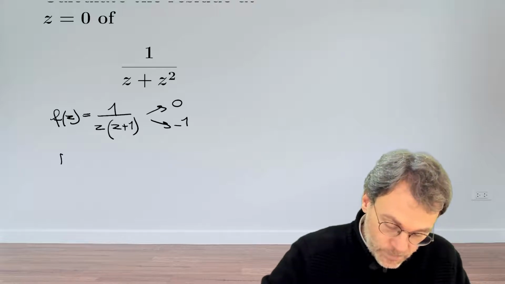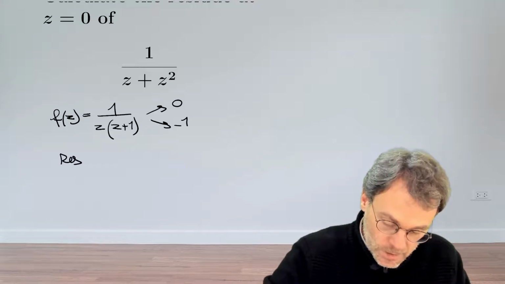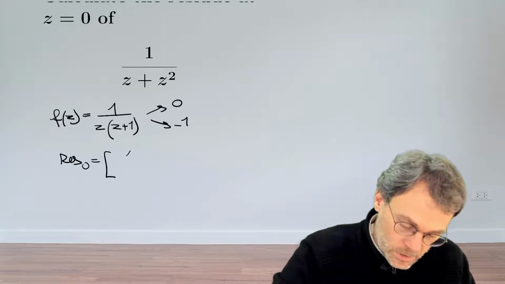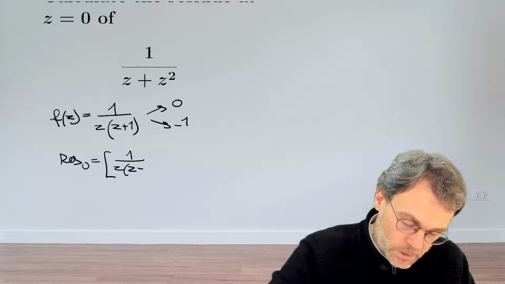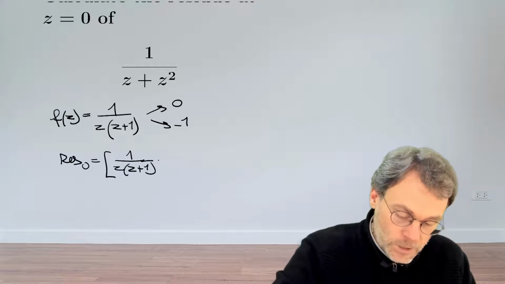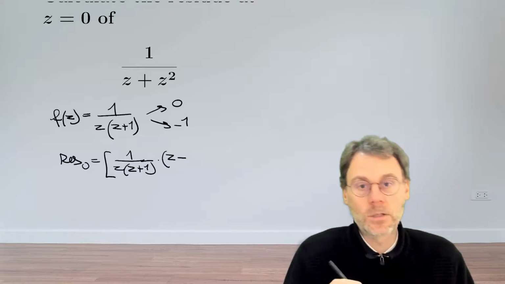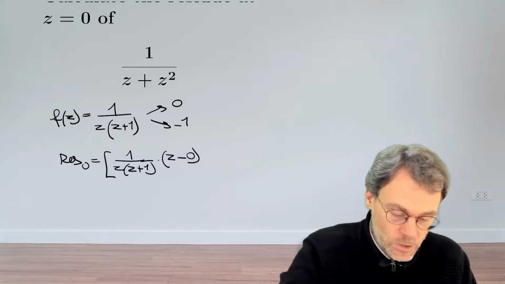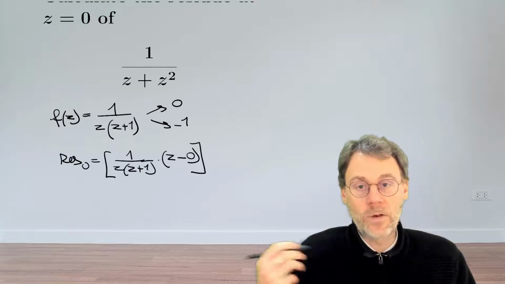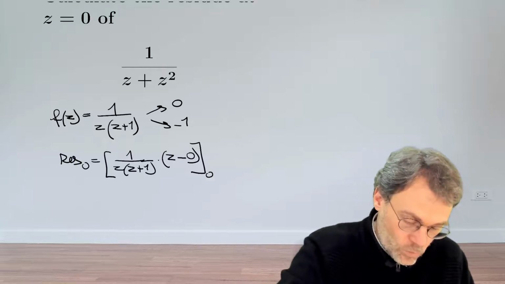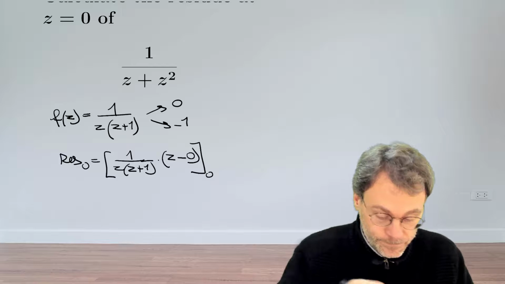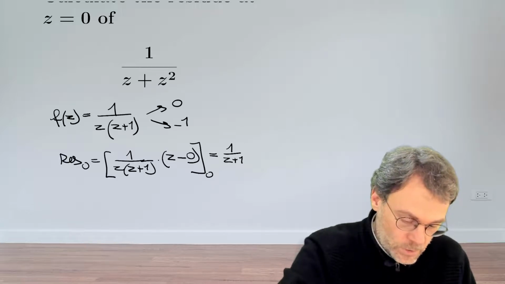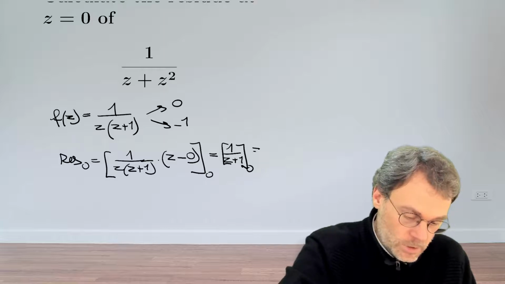So one of the recipes that we've introduced in the course text is simply taking the function that we're interested in. So this is 1 over z times z plus 1. Multiply that by z minus the point at which we calculate the singularity. So this is z minus 0 in this case. And then evaluating that in the limit of the point we're interested in, the origin. So this becomes 1 over z plus 1 in the origin. So that's 1.